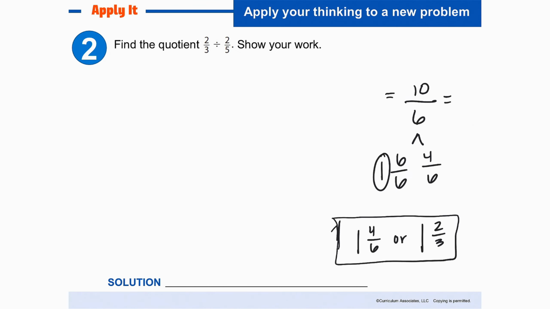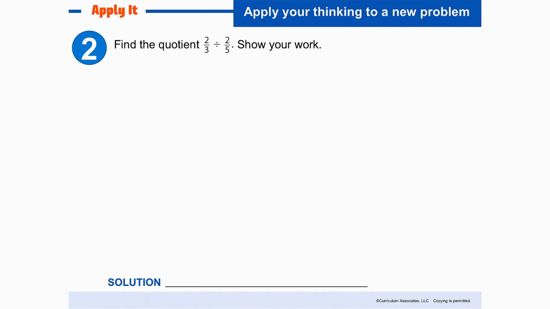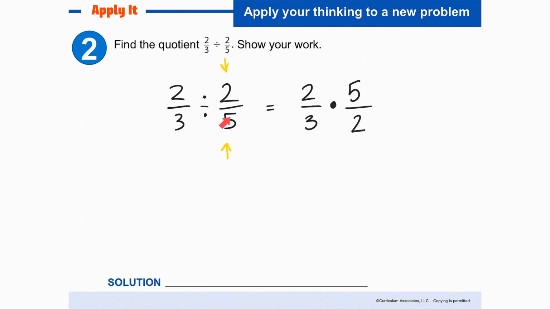Okay. Now we're going to go to this next problem. No word problem attached to it. We'll just go ahead and do the math here. We have 2/3 divided by 2/5. And this 2/5 here is our divisor. So this is the one that we're going to use its reciprocal for. So we'll rewrite our dividend, 2/3, times the reciprocal of the divisor. So again, we're just flip-flopping this guy right here.